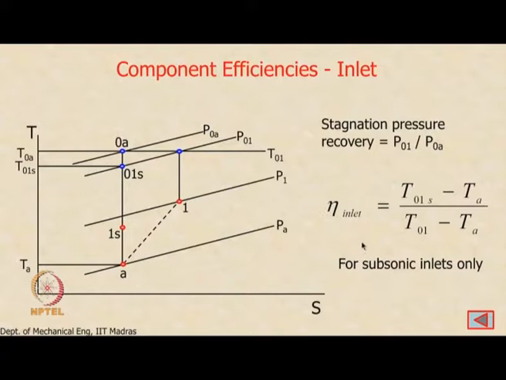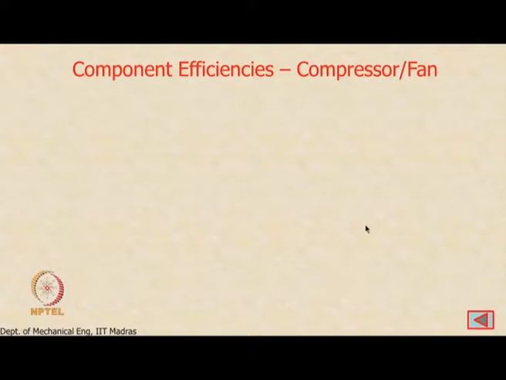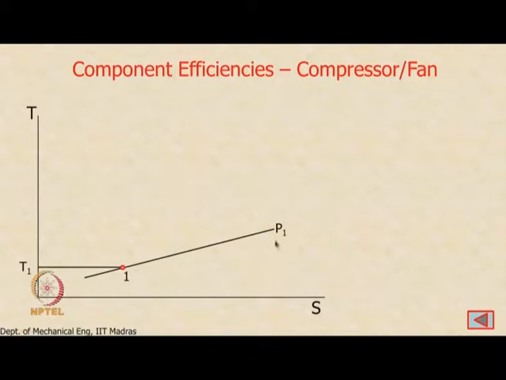So, we now go to the next component, which is the compressor or the fan. Both can be handled in the same framework. So, we look at the compressor, and as you can see from here we go from static state 1, which is at the end of the inlet and at entry to the compressor. The static temperature is T1, static pressure is P1 here. The corresponding stagnation state is 01, so T01 and P01 are like this.